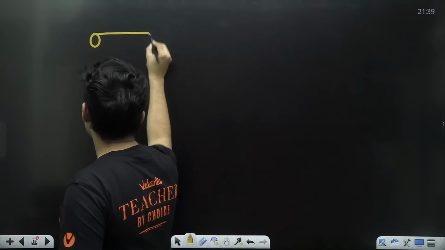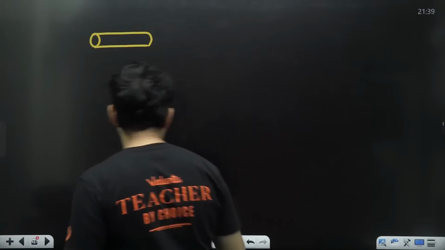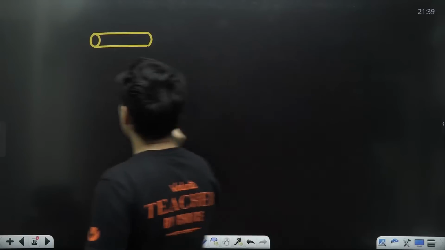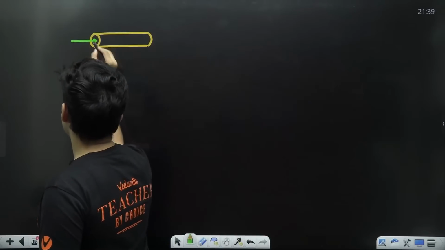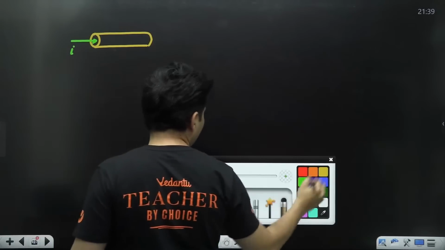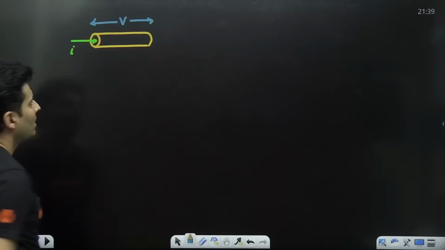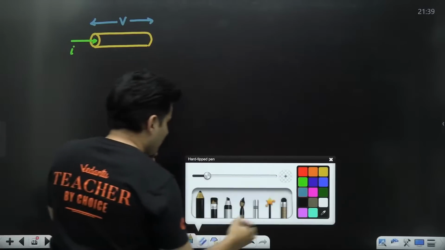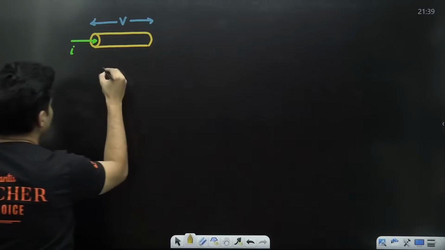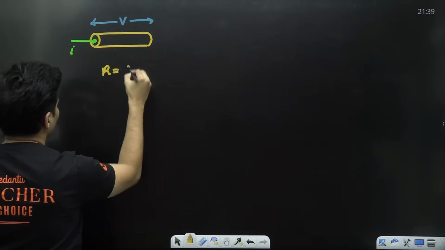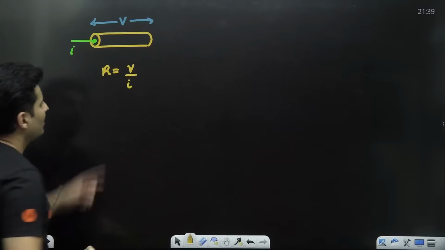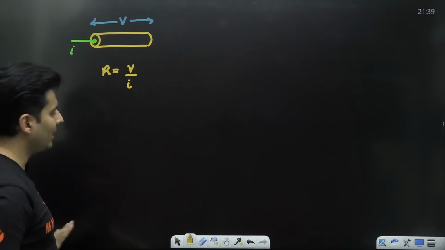Imagine this is the conductor, and they pass some current through it because there is some voltage difference. So they find out the resistance, and the resistance comes out to be, let's say, V by I, because V is equal to IR, so R will be V by I.